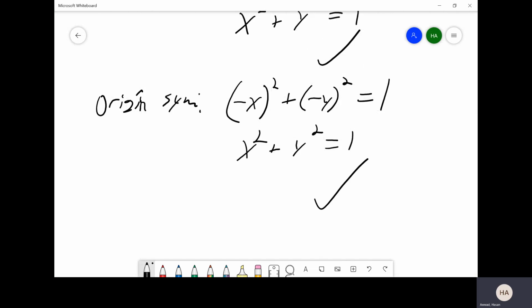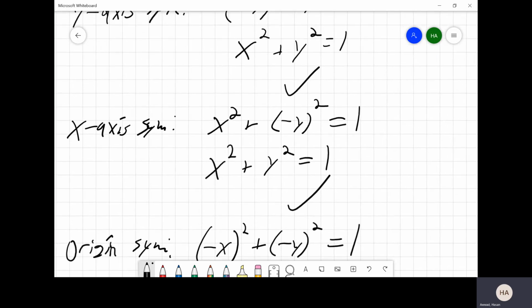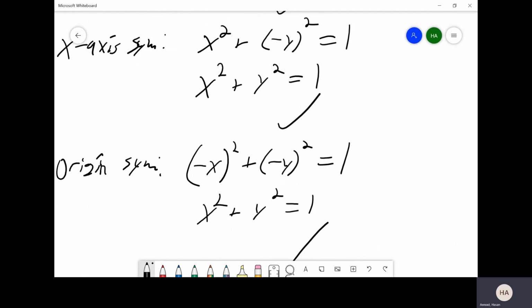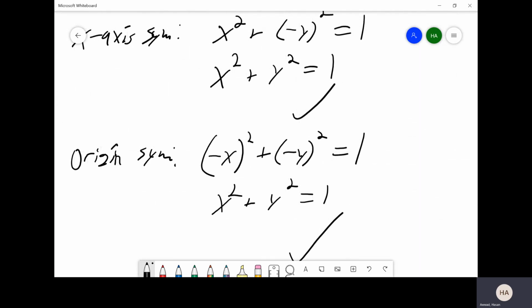And yeah, we see that it is also symmetric about the origin. So this is a good example to show you that you actually can have cases where all three are going to be the case. And we'll talk a little bit more about what x squared plus y squared is equal to 1 in the next section. So this is coming up real soon.